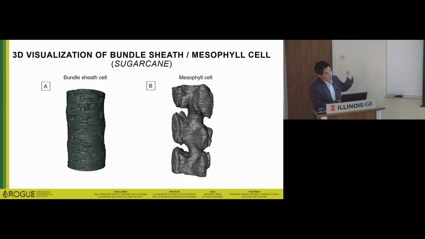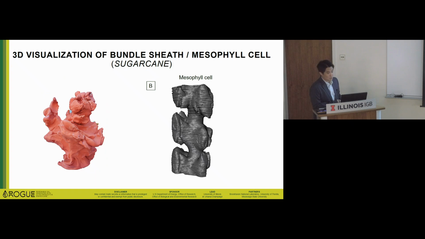I also tested sugarcane and maize. They all look the same, like cylinders, with no variation. But when you look at panel B, the mesophyll cell shape is totally different. When I showed this mesophyll cell to my advisor, he said it looks like the sculpture in front of our IGB building. Let's see if it's true or not. I prepared some more videos.